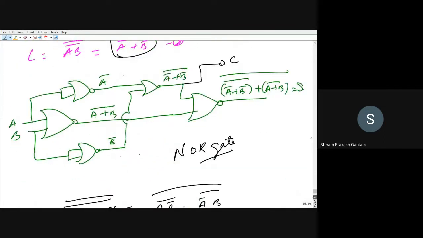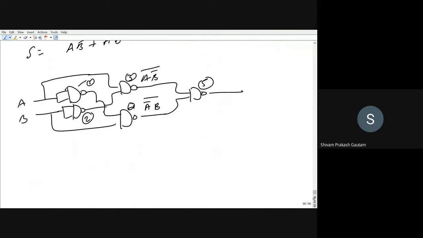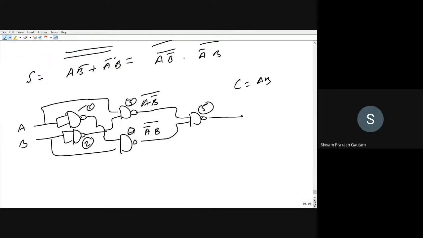AB. How will you get AB here? You want to get carry as well, no? Carry is AB. So what will you be using? You will need carry like this. AB. You cannot use an AND gate here, right? How will you implement AB? Just see whether you can implement. This is A bar and this is B bar. AB, how can you implement?